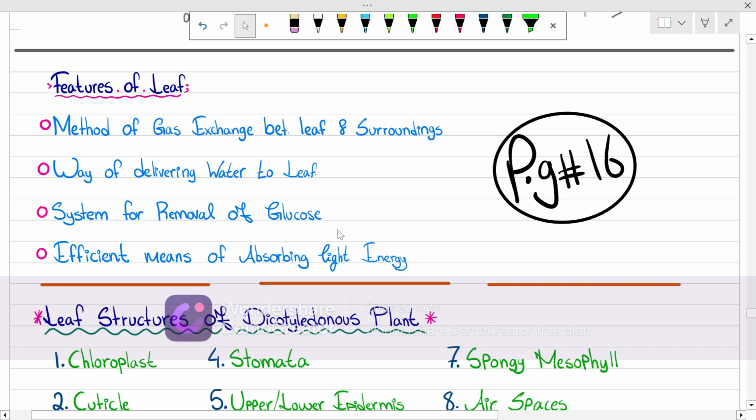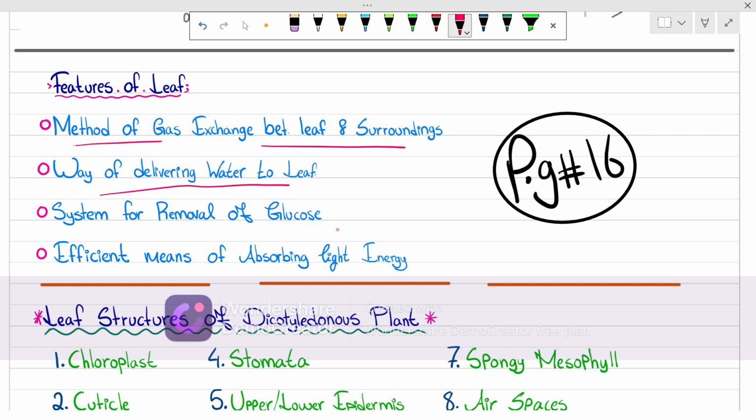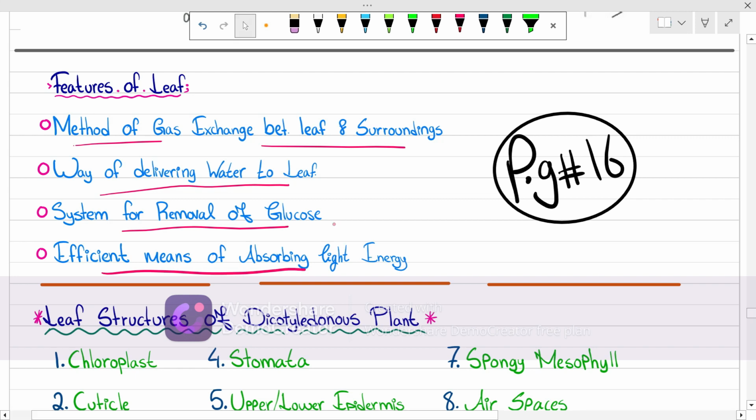The last part of this chapter is investigating and discovering the parts of the leaf and their functions. Features of a leaf: a method of gas exchange between the leaf and its surroundings, diffusion of carbon dioxide and oxygen, a way of delivering water to the leaf via osmosis or the transpiration stream up the xylem vessels, a system of removal of glucose, and an efficient means of absorbing light energy through chlorophyll.